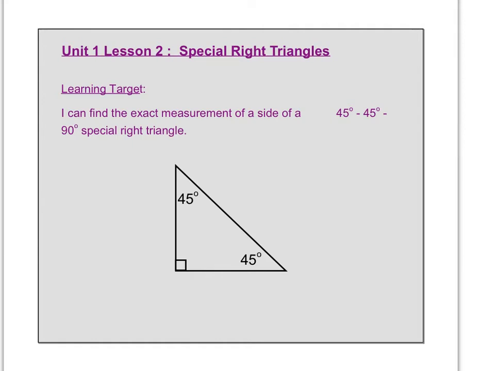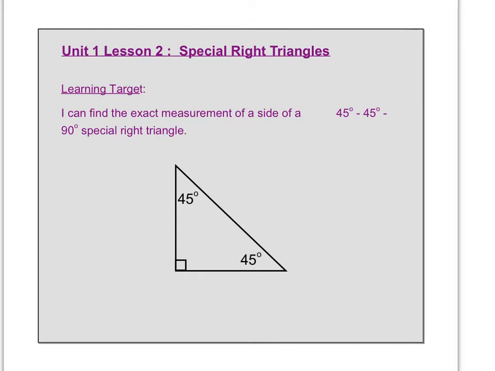Hi everyone, today we are going to do Unit 1, Lesson 2. It's about a special right triangle called the 45-45-90 triangle, and you might remember learning this in Geometry and Algebra 2. This is a review of something you've learned before, but I am going to show you a different technique today that you could use for finding missing sides of some of these special right triangles.